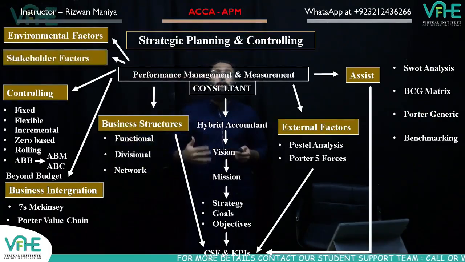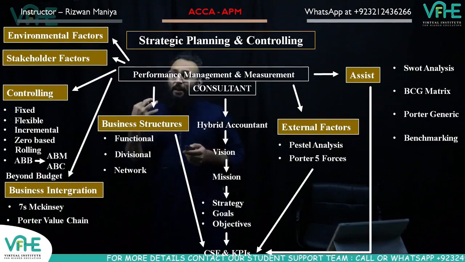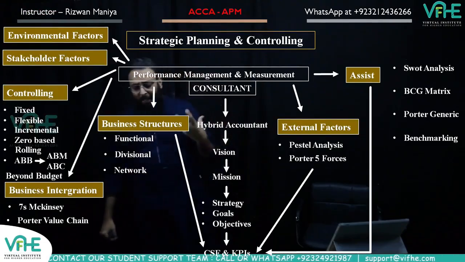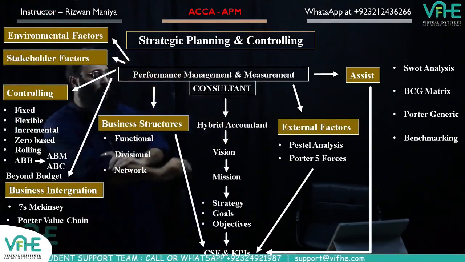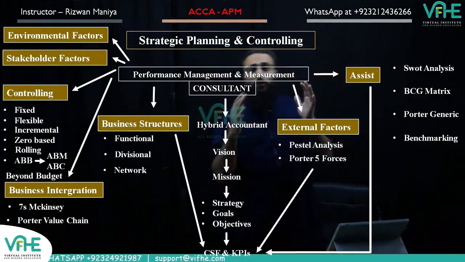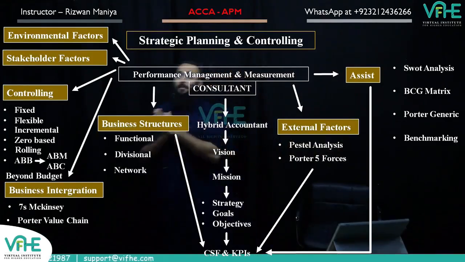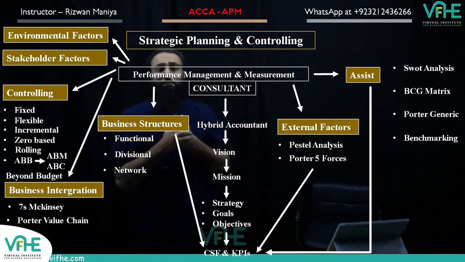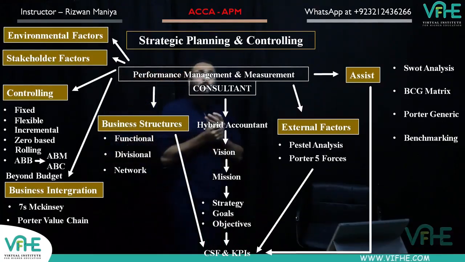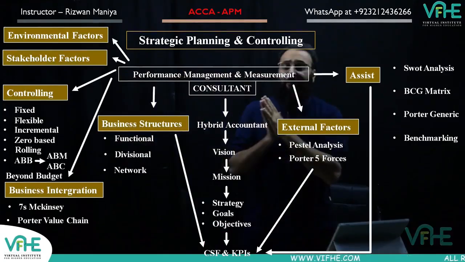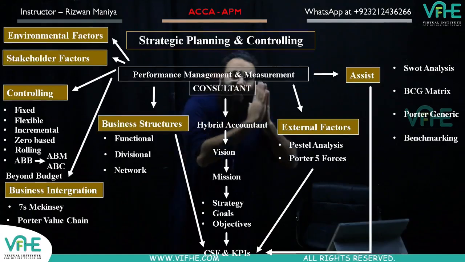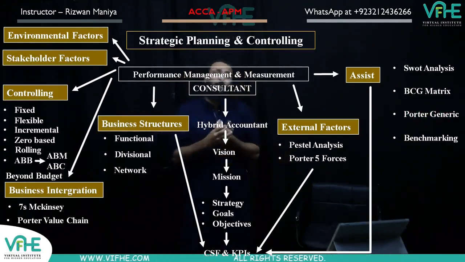Then comes the stakeholder factors, which are measured by stakeholder metrics. Again, your performance management and measurement will be according to the primary group of stakeholders. So you can use the Mendelow stakeholder matrix. On the basis of power and interest, you determine the different groups of stakeholders: those that require minimal effort, those that are key players for your organization, those that need to be kept informed, and those that need to be kept satisfied.